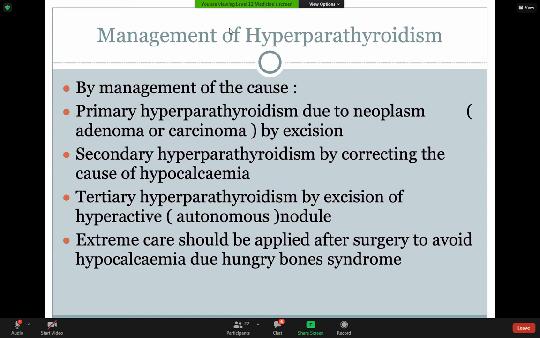Extreme care should be applied after surgery to avoid hypocalcemia due to hungry bone syndrome. Okay, so once you treat it, you do the surgery, there's no more hyperparathyroidism. Now the bones want to gain back all the calcium that they have lost, and calcium is very rapidly shifted back into the bones, so you can get severe hypocalcemia in the blood, and you need to make sure that you look out for it and treat it.